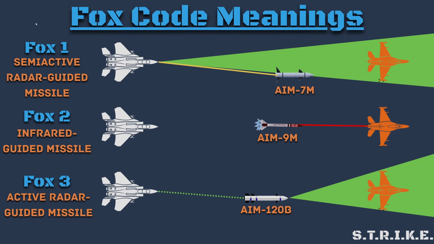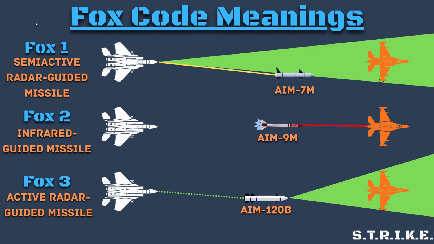Alright, starting with the basics. FOX code meanings: FOX1, FOX2, FOX3. You may have heard these terms before used by pilots. You might think it's for shooting down a target or how many missiles they fired, but it's actually to tell you what missile they fired and what class of missile it is.